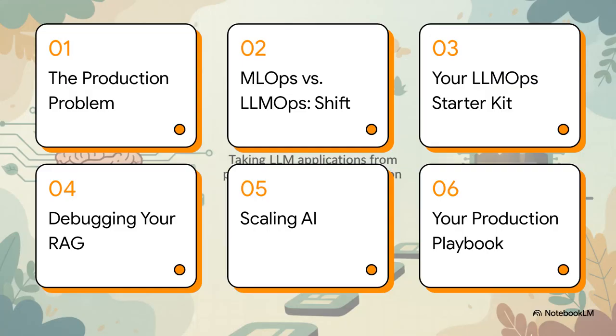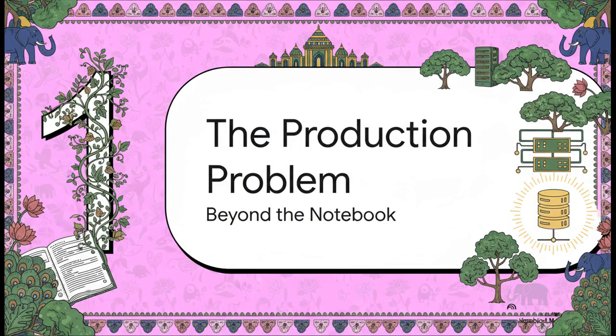Okay, so here's our game plan. We'll kick off with the production problem itself, then jump into the big shift from MLOps to LLMOps. After that, we'll give you a starter kit of tools, show you how to debug your pipeline, scale without going broke, and wrap it all up with your production-ready playbook. All right, first up, the production problem.